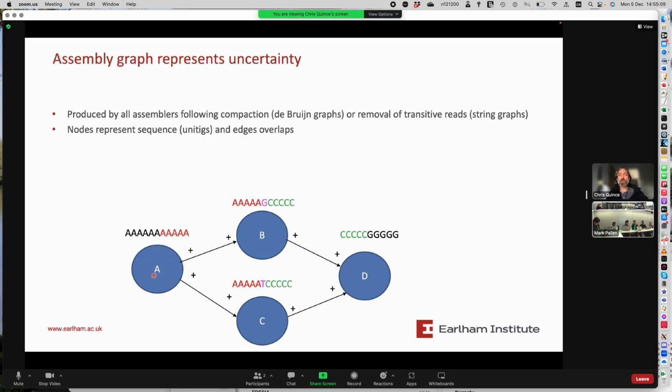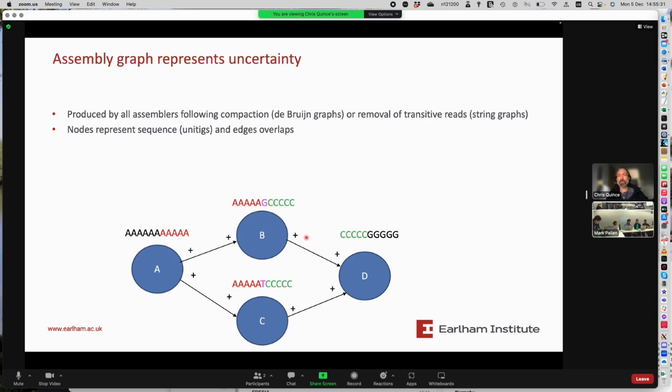Each node on the graph corresponds to a sequence. The edges are overlaps between those sequences, and then actual true sequences are paths through that graph. So here, as I say, we've got this bubble structure representing variation. We've got two possible paths through here.